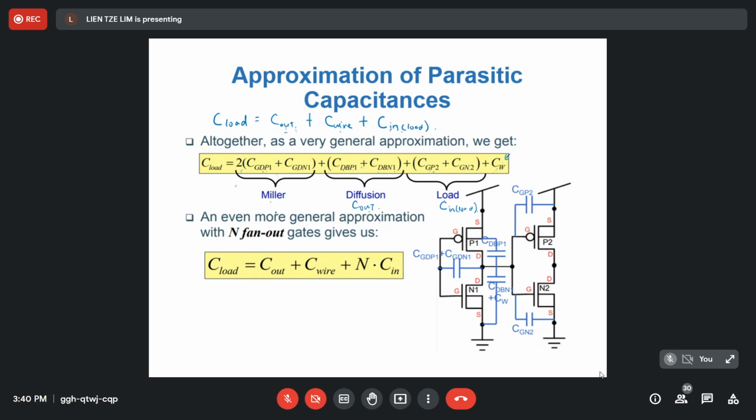An even more general approximation with N fan-out gates gives us C load equals C out plus C wire plus N multiplied by C in. N here means the number of loads, where the load means the fan-out gates. The load is driven by a driving transistor, so there can be more than one load. The load can be a CMOS inverter, and a CMOS inverter is a gate, so there can be N of them.